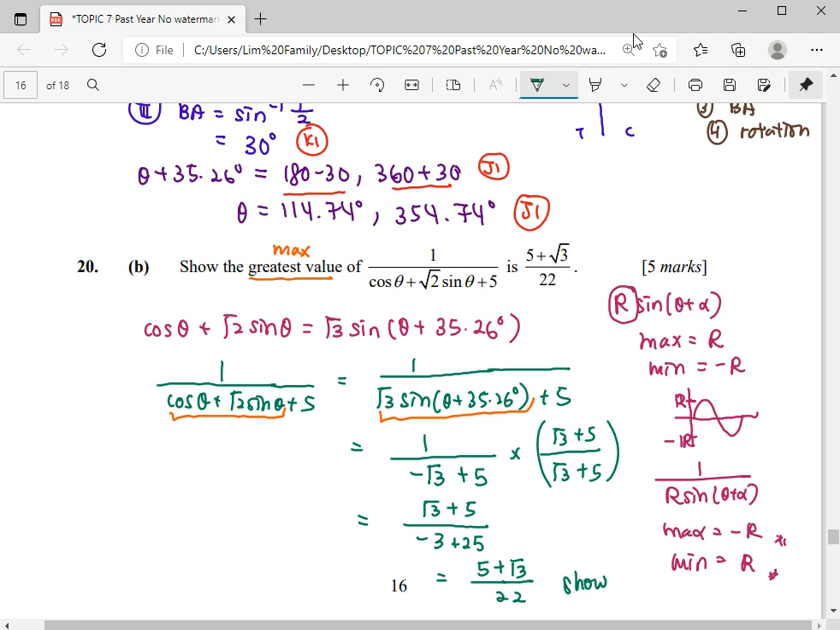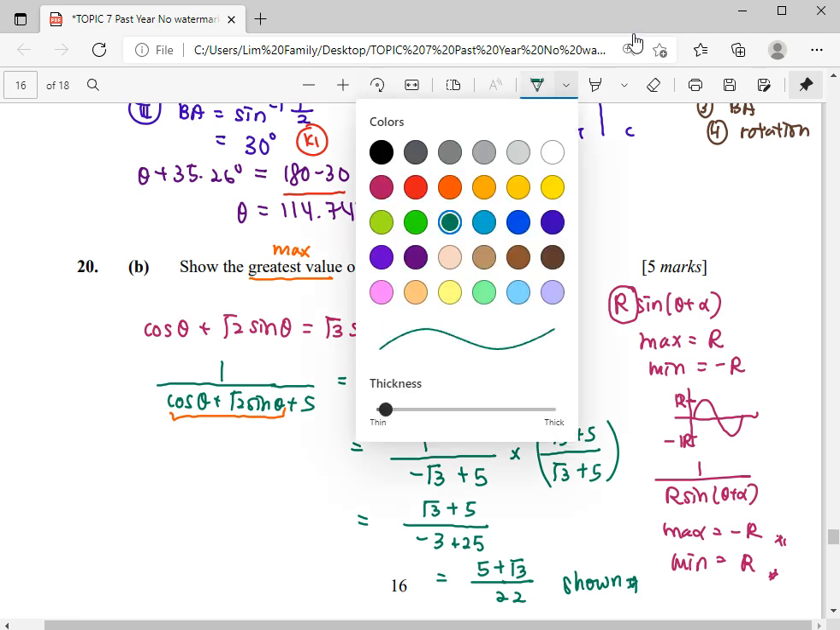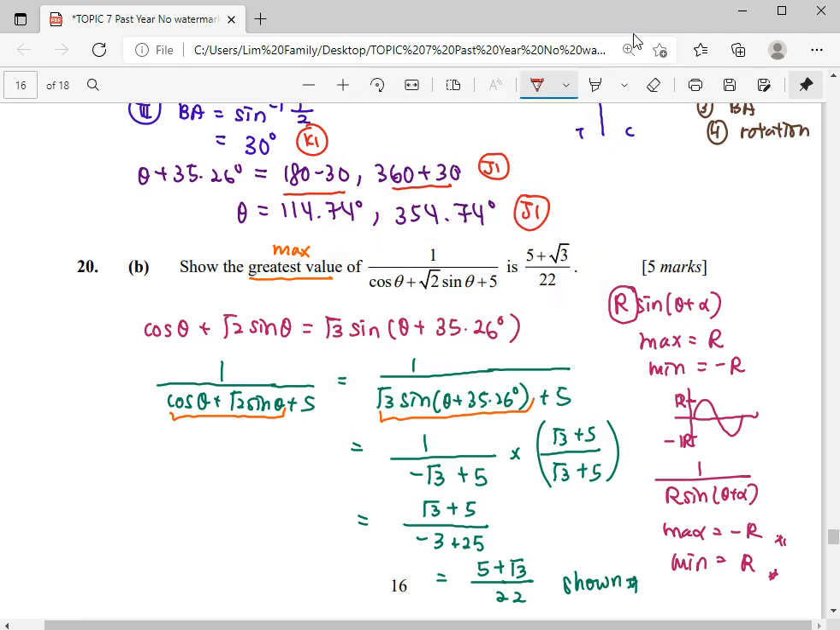So from here will be our concept. Use the R sin theta plus alpha form. That will be our concept. Substitute inside here, and then we can see our maximum value. Okay, so times with its conjugate, and we have our plus 5 applying inside. Finally, this is our answer.